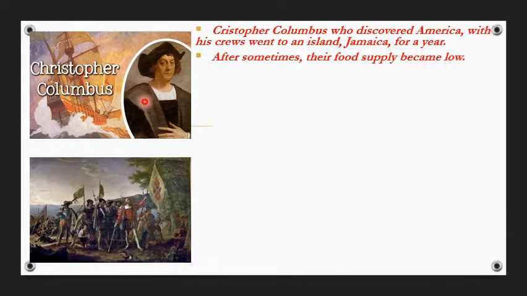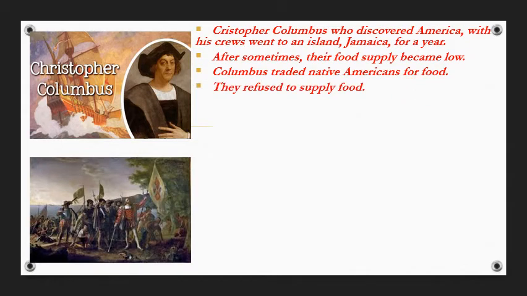But Christopher Columbus was an intelligent man. So what he did, let's see. Christopher Columbus traded with Native Americans for food. Native Americans are the people who used to live in America. So what did Christopher Columbus do? He started trading with Native Americans for food. In return, they used to get food.